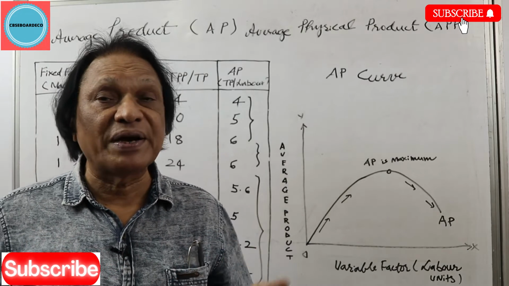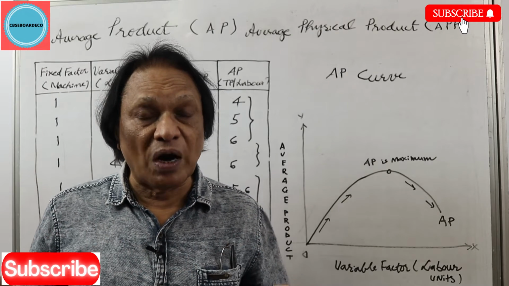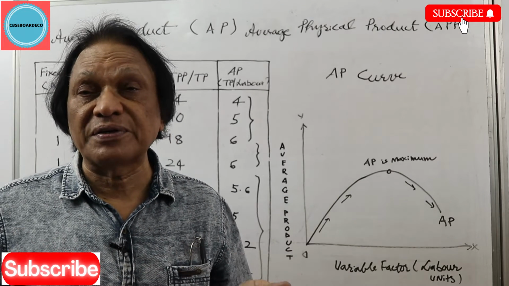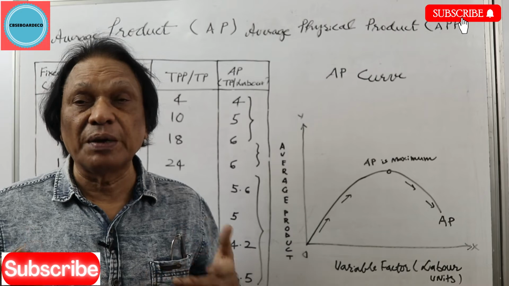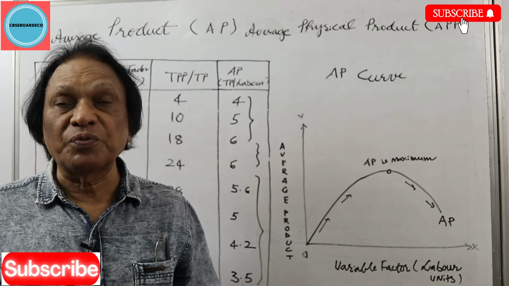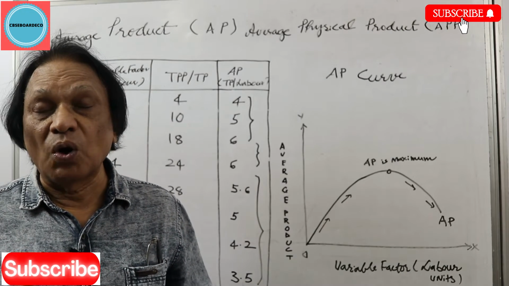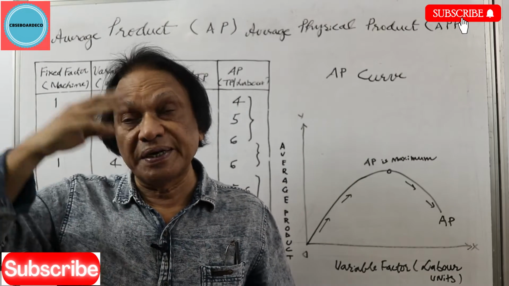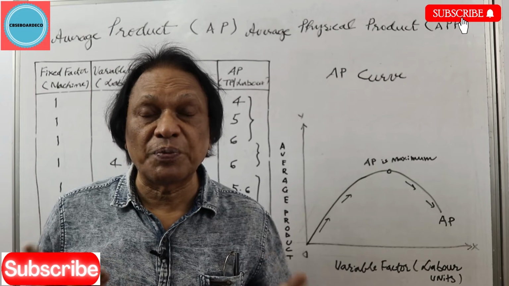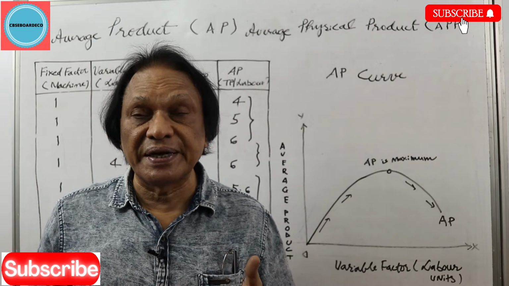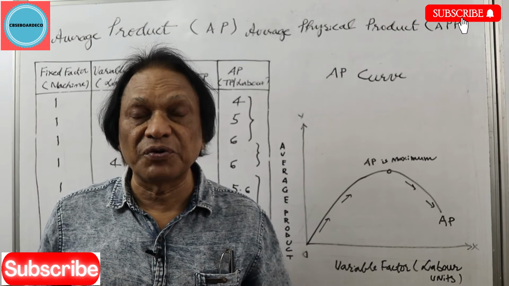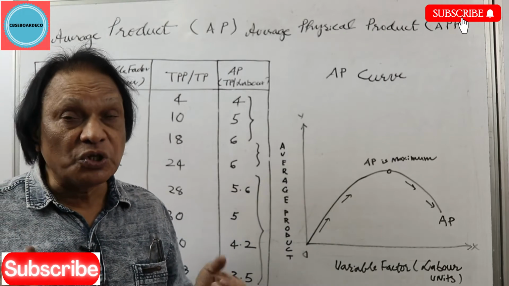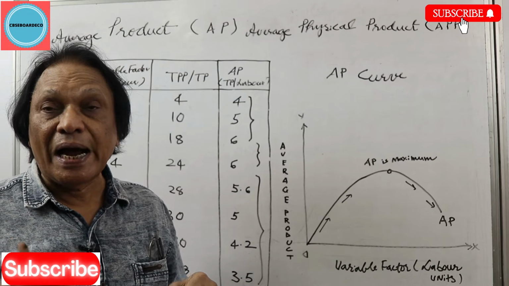So let's see, we have already seen what happens to output in the short period as we go on increasing a variable factor, that is labor, on the same number of fixed factors. We have seen in the last video what happened to the total product. Total product increases to some extent, then reaches maximum and comes down. The total product increases initially, then it becomes constant and declines if you go on engaging on the same fixed factor of production. Now today we talk about average product.